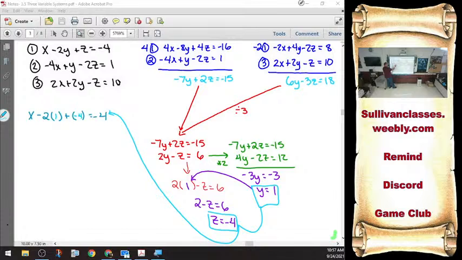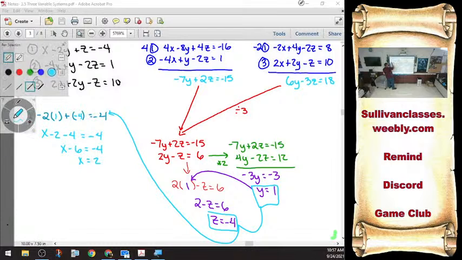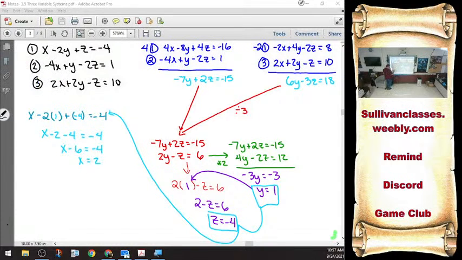1, negative 4. X minus 2 minus 4 is negative 4. X minus 6 is negative 4. X is 2. 2, 1, negative 4.